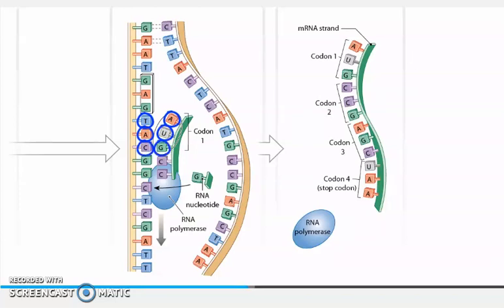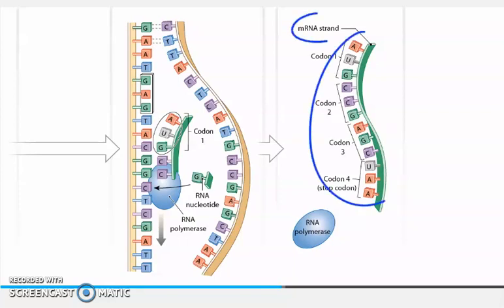A group of 3 mRNA nucleotides is called a codon, and each codon codes for a particular amino acid in a protein. Transcription ends in the third step, when the DNA template strand reaches a stop signal. The newly formed mRNA strand detaches, as can be seen here, and the DNA strands reassociate as hydrogen bonding occurs between the complementary base pairs.